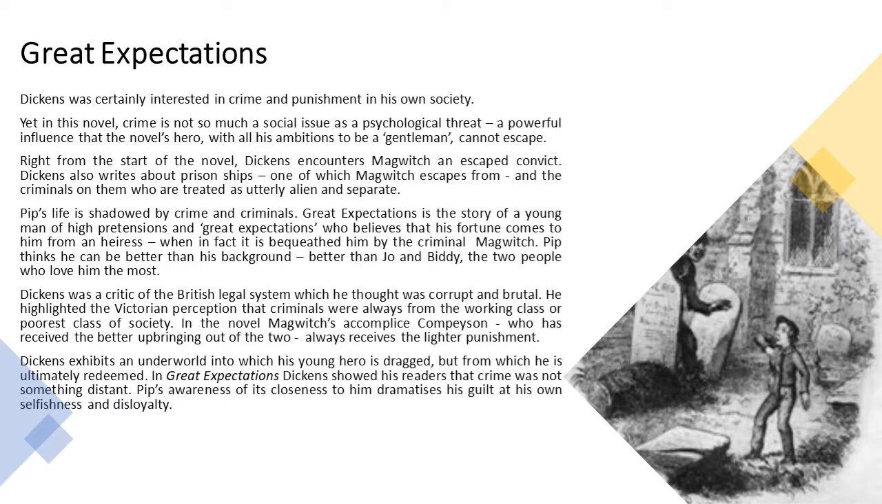Dickens was a critic of the British legal system, which he thought was corrupt and brutal. He highlighted the Victorian perception that criminals were always from the working class or poorest class of society. In the novel, Magwitch's accomplice Compeyson, who has received the better upbringing of the two, always receives the lighter punishment. Dickens exhibits an underworld into which his young hero is dragged, but from which he is ultimately redeemed.